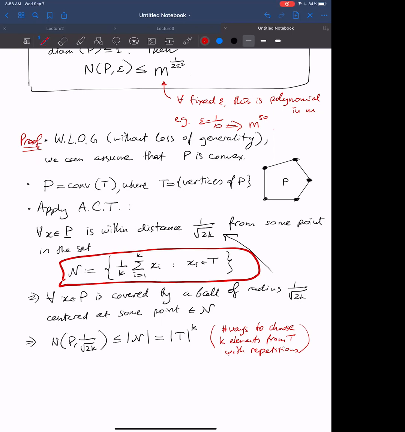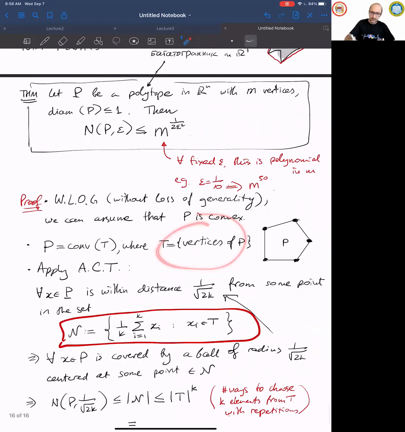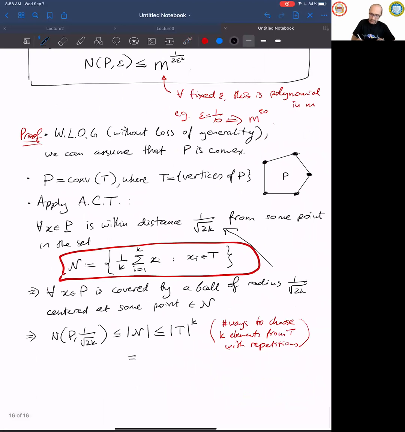I think there shouldn't be an equation, but rather an inequality, because some points may coincide. Oh yeah, that's a good point. Inequality, right? Because sometimes they can collapse. Different combinations can average to the same point. Yes, that's a good thing. Anything else? We're good. So that's it. Remember, T was the set of vertices, and we assume there are M vertices. So this is M to the k.